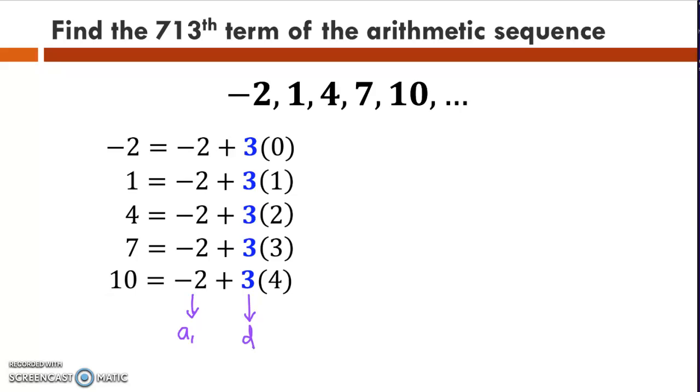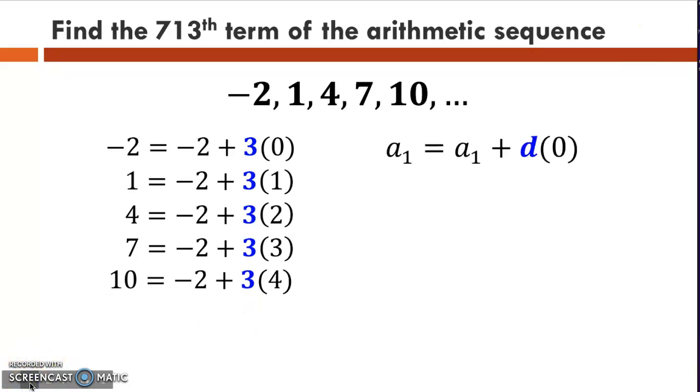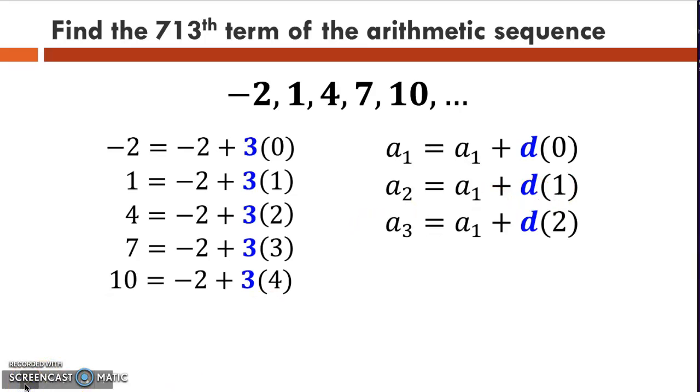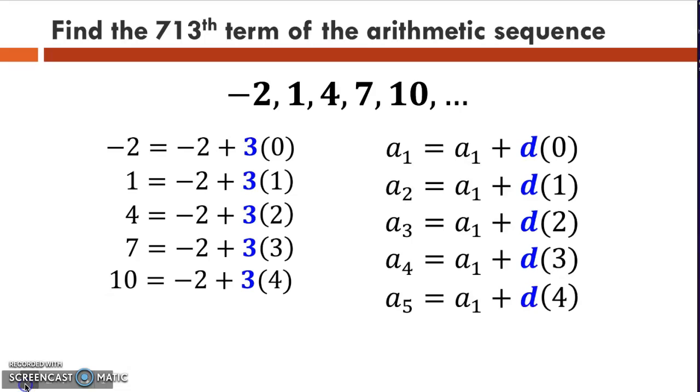So in general, when we're dealing with an arithmetic sequence, we will have that our first term, a sub 1, is going to be a sub 1 plus our common difference times 0, because we haven't added anything yet. Our second term is going to be the first term plus our common difference times 1. Third term, first term plus D times 2, etc. Now as we go on forever, our nth term is going to be our first term plus D times what? Think about it for a second. What do we put right here?